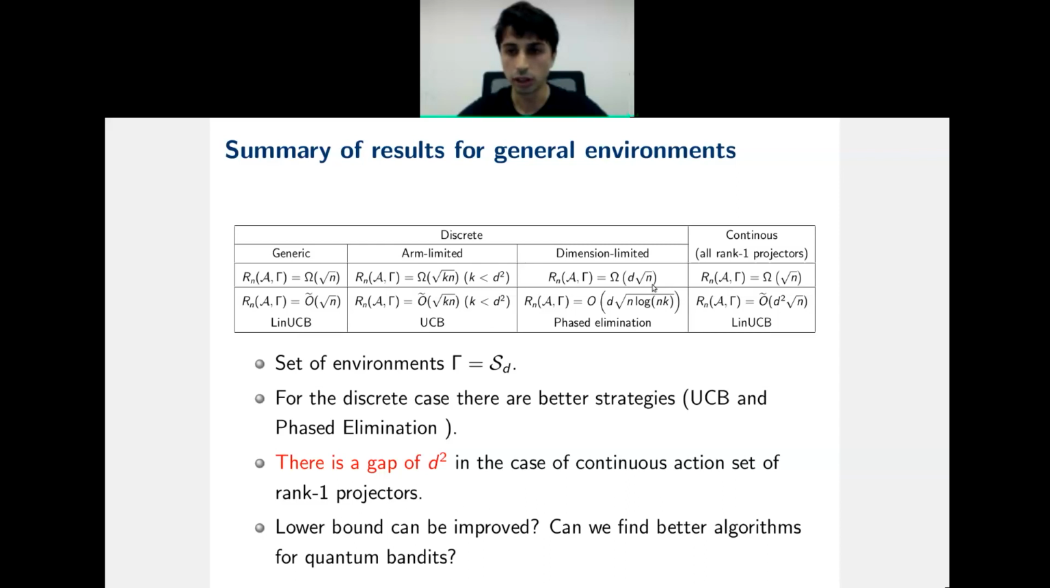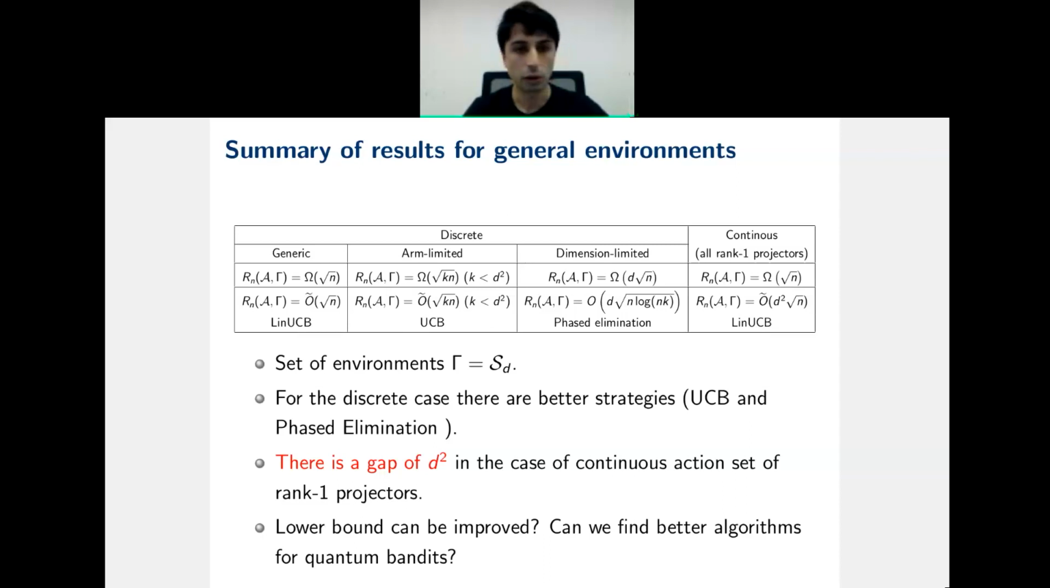There are some logarithm terms, but where we don't have perfect matching is in the continuous setting, where the observables are all rank-one projectors, since our lower bound goes as the square root of n, and the upper bound goes as d square root of n. Actually, the algorithm that I explained is LinUCB, but there are some variants of LinUCB that we apply to the discrete case in order to match the lower bounds, but they are similar algorithms, just applied to these specific cases.